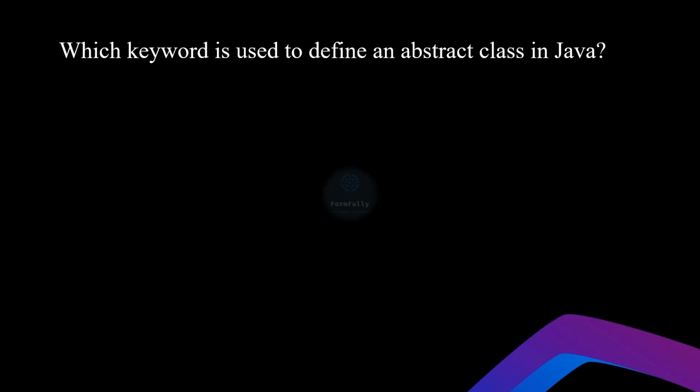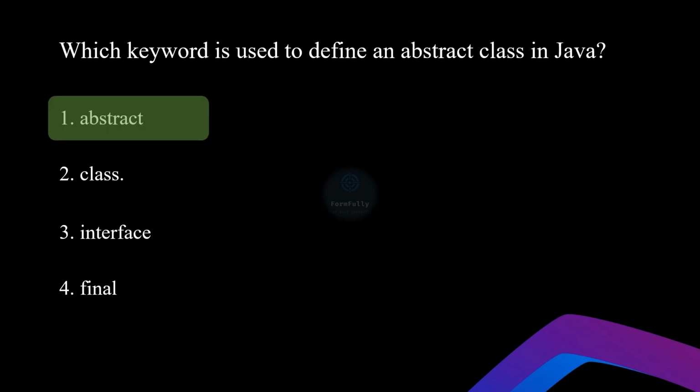Moving to the next question. Which keyword is used to define an abstract class in Java? Options are abstract, class, interface, final. In Java, the abstract keyword is used to define an abstract class. Options B, C and D, that is class, interface and final, are incorrect because class is used to define regular classes, interface is used for interfaces, and final is used to indicate a class cannot be extended. So option 1 is correct.